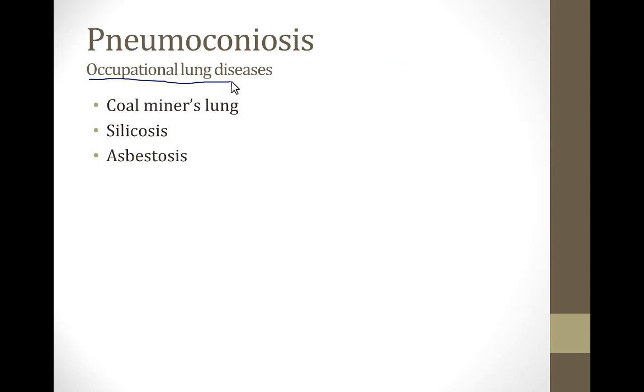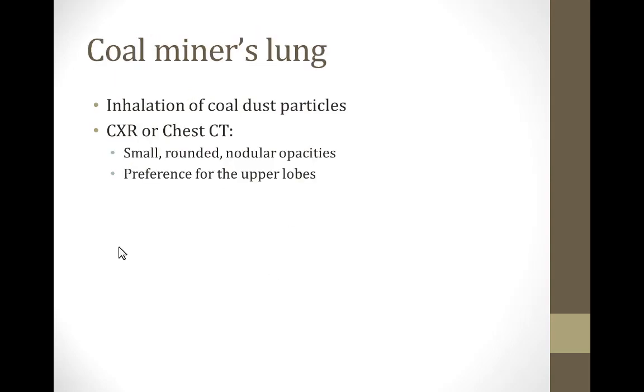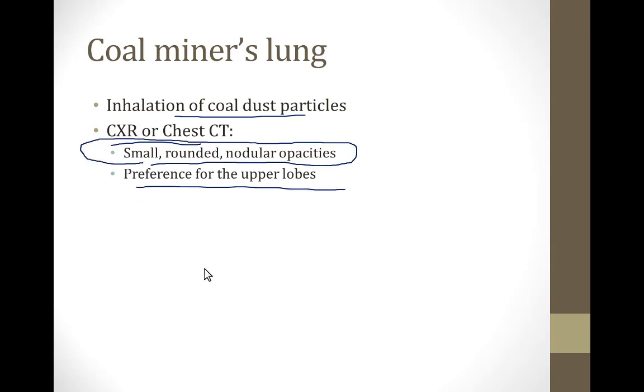Pneumoconioses are called occupational lung diseases because these are lung diseases people get as part of their job. There are three that you should know about. We'll talk about them in this module now. The first one is coal miner's lung, the second one is silicosis, and then finally asbestosis. Coal miner's lung happens when coal miners inhale coal dust particles, and on chest x-ray or chest CT, you see small rounded nodular opacities. One thing worth knowing is that it has a preference for the upper lobes of the lungs.